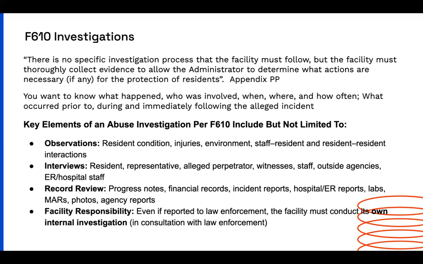You also have to have interviews. That includes the resident, representative, alleged perpetrator, witnesses, staff, outside agencies, ER, and hospital staff. You also need to have record review. That includes progress notes, financial records, incident reports, hospital ER reports, labs, MARs, photos, agency reports, anything that is related to the incident. And we'll talk a little more in detail about specific documentation you're going to want to have as part of your investigation.